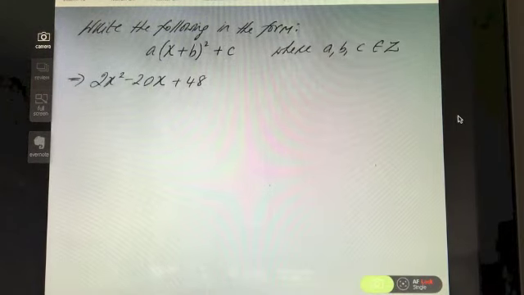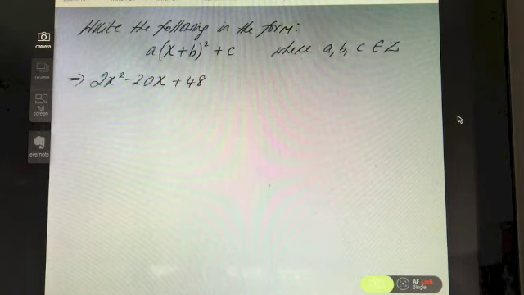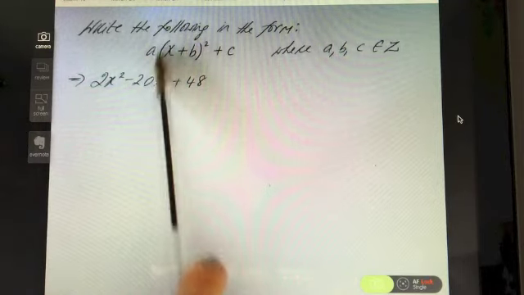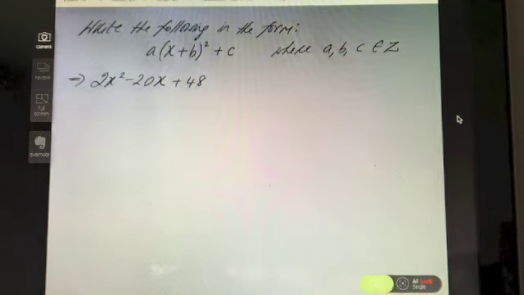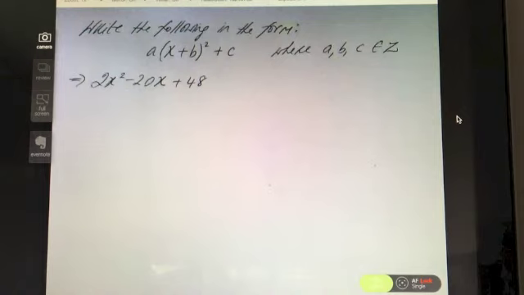Okay, so this is getting a little bit more complicated now. This time I want you to write the following quadratics that I give you in the form a bracket x plus b all to be squared plus c, where a, b and c are elements of the integers. Alright, so if you're feeling confident, press pause and give this one a go. Otherwise, go through this one with me as an example, and then hopefully you'll be in a position to do the rest of them yourself.